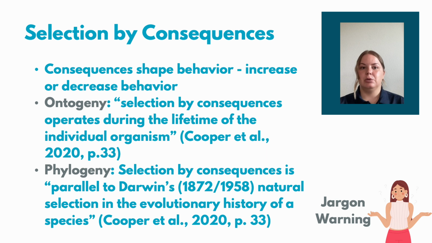Selection by consequences. We talked about how consequences shape behavior. They either increase or decrease it. And so then we have ontogeny and phylogeny. Ontogeny is that selection by consequences operates during the lifetime of the individual organism. And then phylogeny is that selection by consequences is parallel to Darwin's natural selection in the evolutionary history of a species. I don't know about you guys, that's a lot of jargon. I barely could pay attention, and I'm the one reading it. So let's break it down.